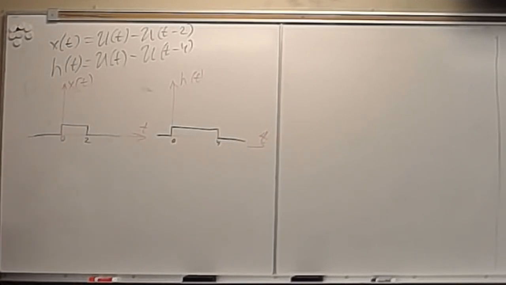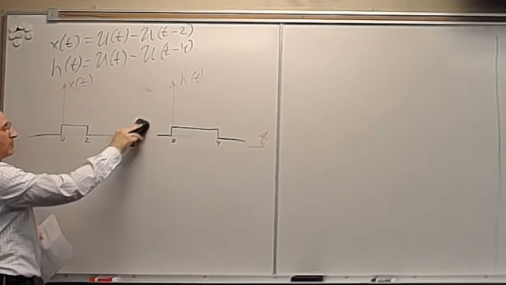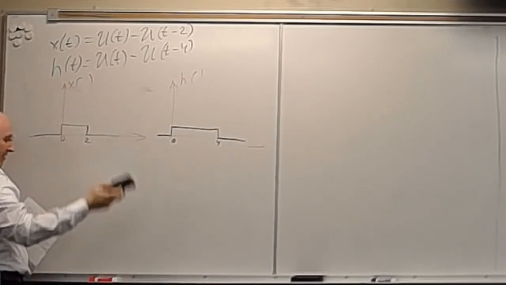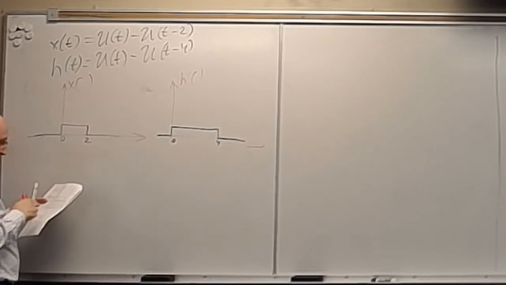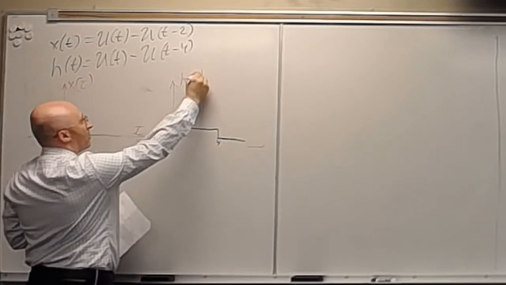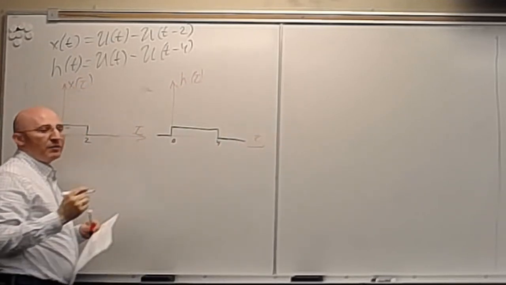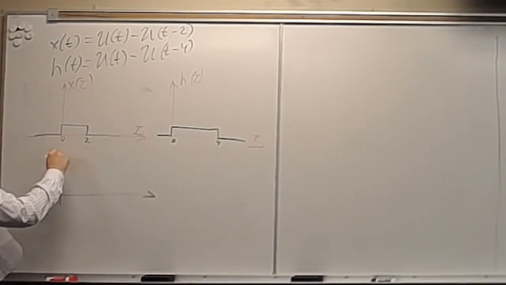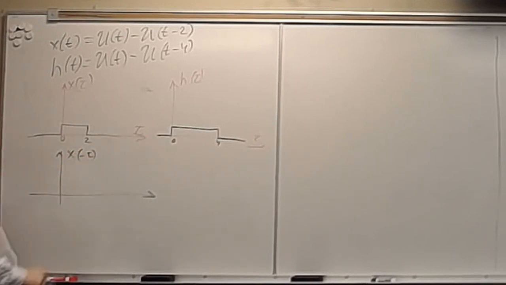Now you're replacing t with tau, or t zero, or whatever you prefer, some other auxiliary dummy variable in the integral. Now you need to flip one of them. So from this one you get this one: x of minus tau. X of minus tau is that thing just flipped that way. You get something like that.